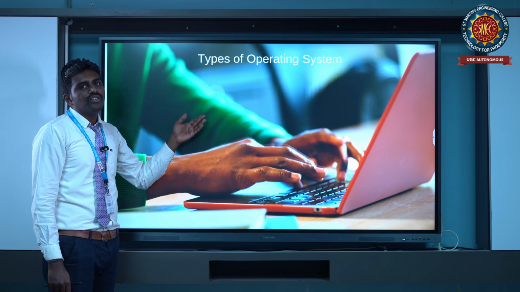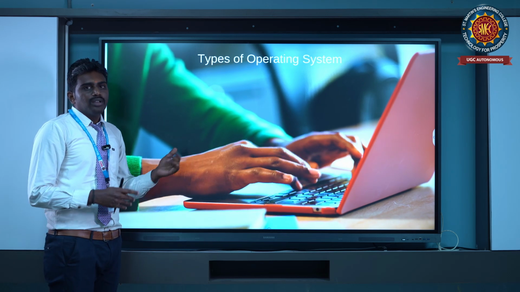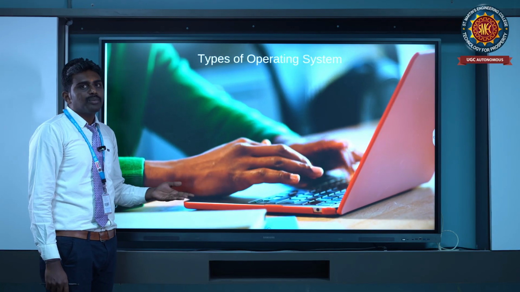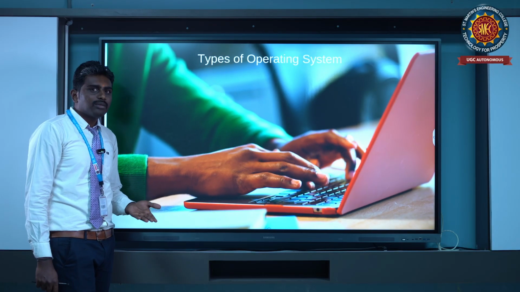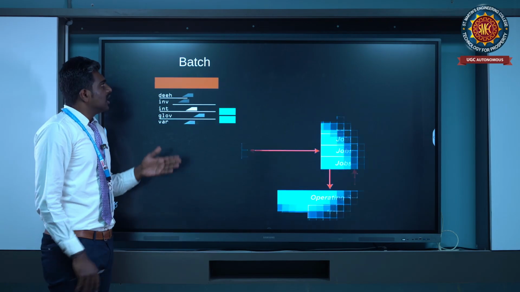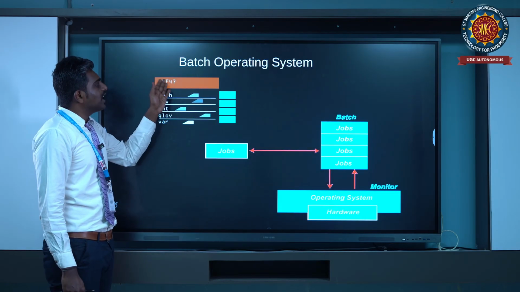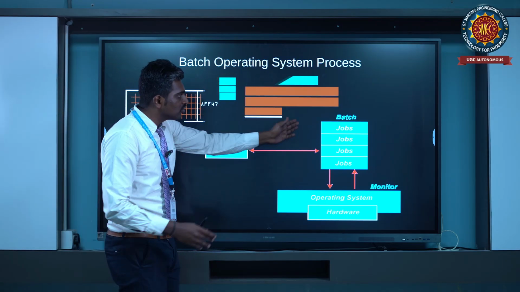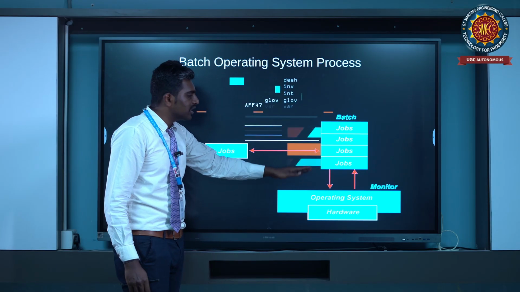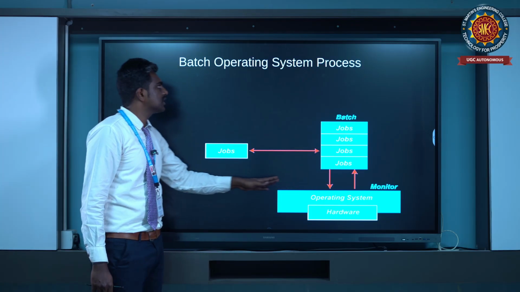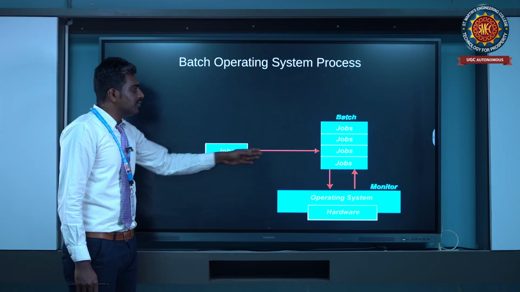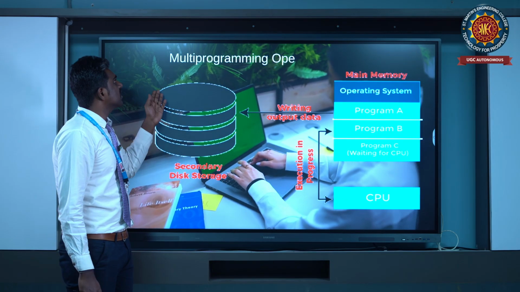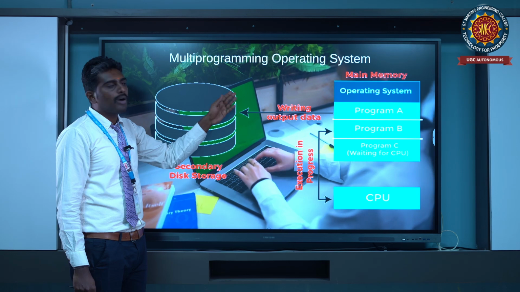And next, types of operating system. The types are batch operating system, multi-processing operating system, multi-programming, distributed, real-time, and network operating system. First of all, we see about the batch operating system. In this batch operating system, all the jobs are given to the batch queue, and it is implemented with the first come first serve method, and all the jobs have a job queue.